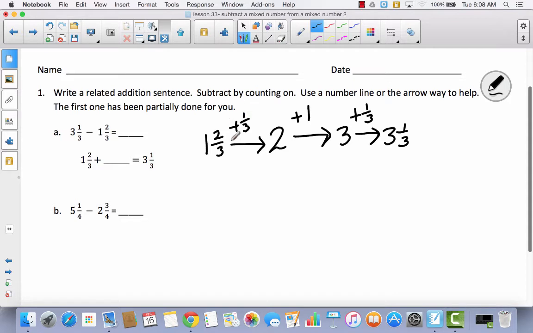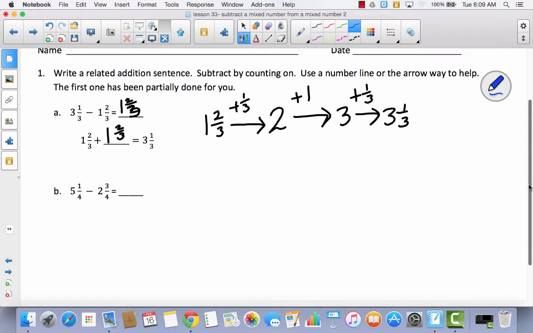So now all I have to do is add all of these numbers together. Well, when I add my two fractions together, I get 2/3. And when I add that to 1, I get 1 2/3. So 3 1/3 minus 2/3 is 1 2/3. And that will be the same thing here. Okay, so let's try another one.